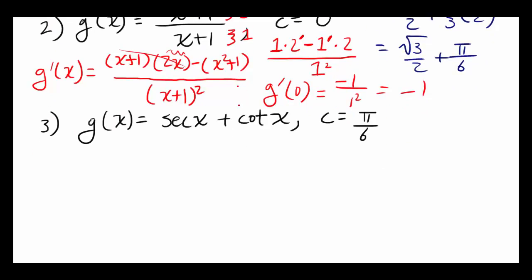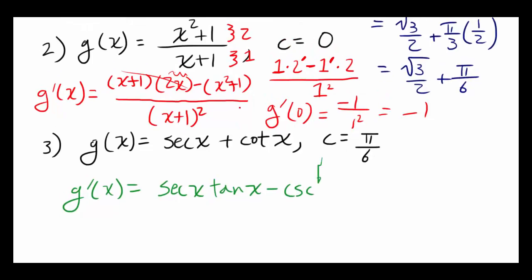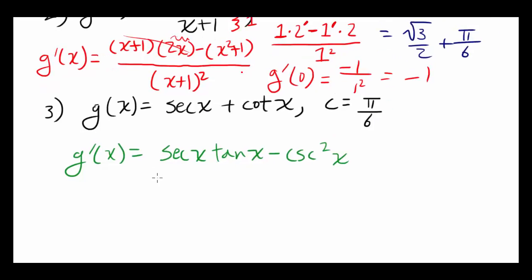Last one, g of x is secant of x plus cotangent of x at c equals pi over 6. Well, what's g prime of x? The derivative of secant of x is secant x tangent x. The derivative of cotangent of x is negative cosecant squared of x. So plug pi over 6 into it.